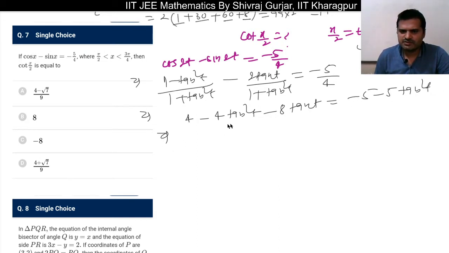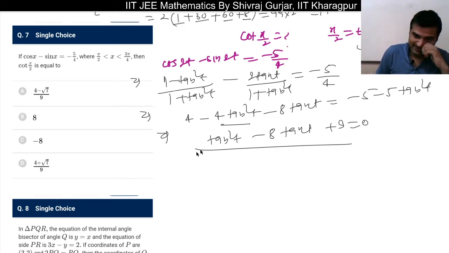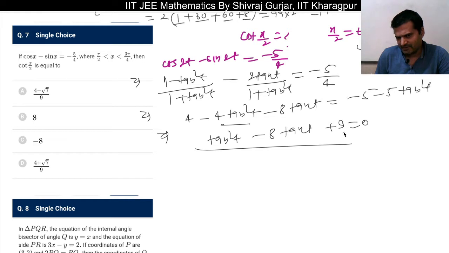So this comes out to be tan square t minus 8 tan t plus 9 equals 0. So this is a quadratic in tan t. Basically we need two numbers which when we multiply we get 9, and when we add we get 8. So we have to resort to the standard formula here.